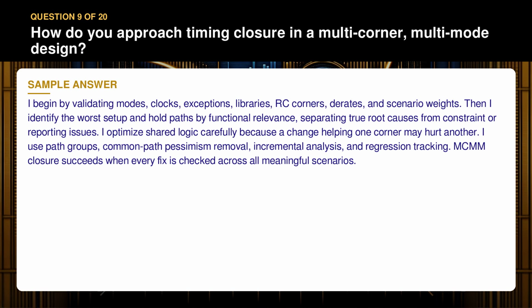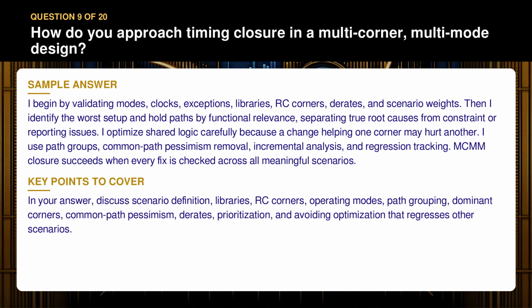I use path groups, common path pessimism removal, incremental analysis, and regression tracking. MCMM closure succeeds when every fix is checked across all meaningful scenarios. In your answer, discuss scenario definition, libraries, RC corners, operating modes, path grouping, dominant corners, common path pessimism, derates, prioritization, and avoiding optimization that regresses other scenarios.